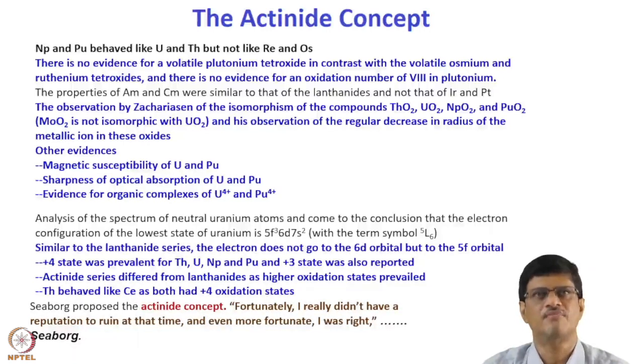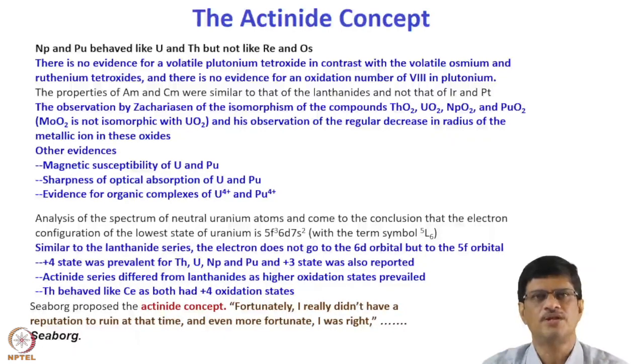Other evidences are the magnetic susceptibility of uranium and plutonium, the sharpness of the optical absorption of uranium and plutonium, and evidence of organic complexes of uranium 4+ and plutonium 4+. Also, the analysis of the spectrum of the uranium atom came to the conclusion that the electron configuration of the lowest state of uranium is 5f3 6d7s2, with the atom symbol 5L6. Similar to the lanthanide series, the electron does not go to the 6d orbital but to the 5f orbital.